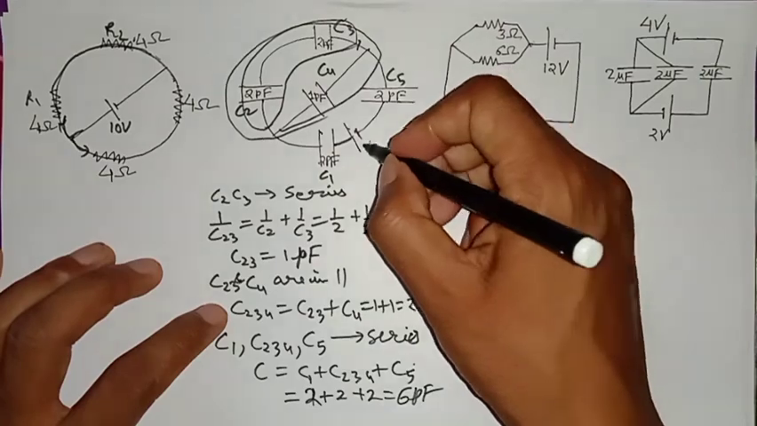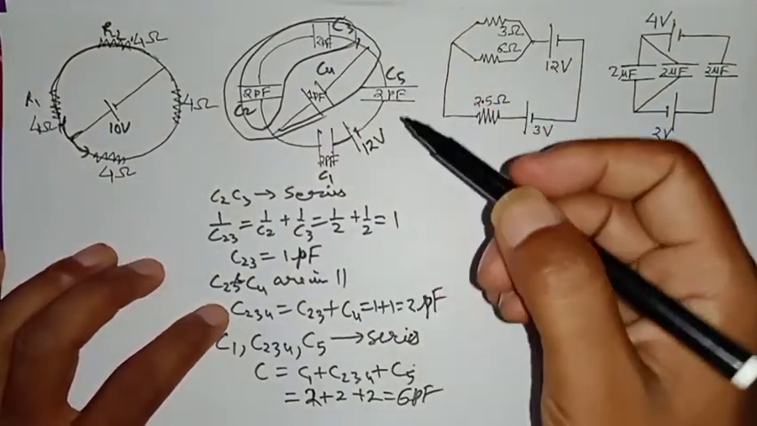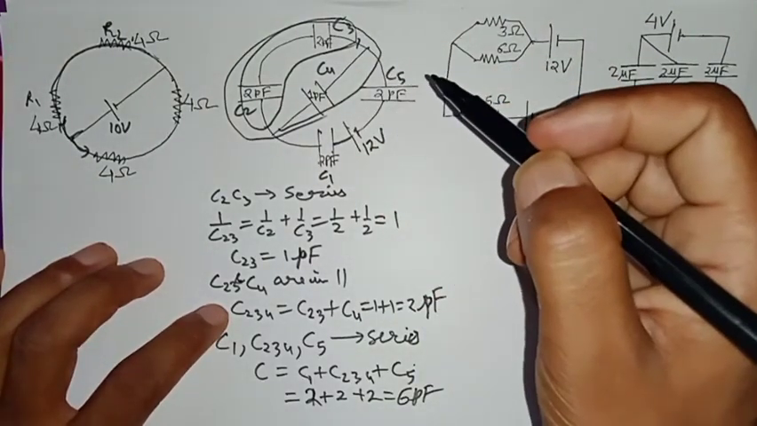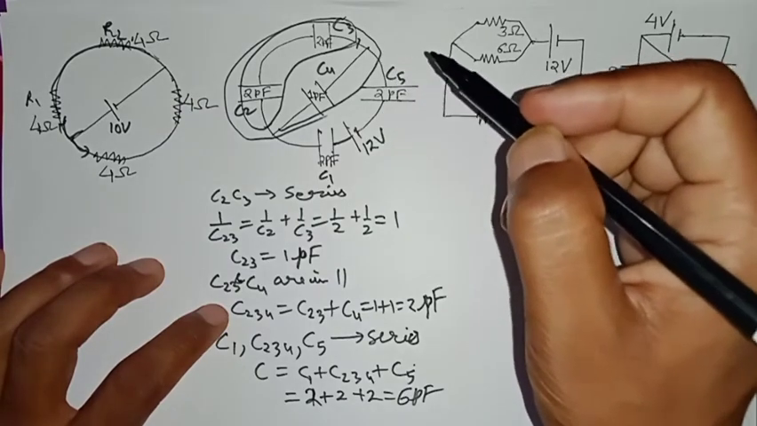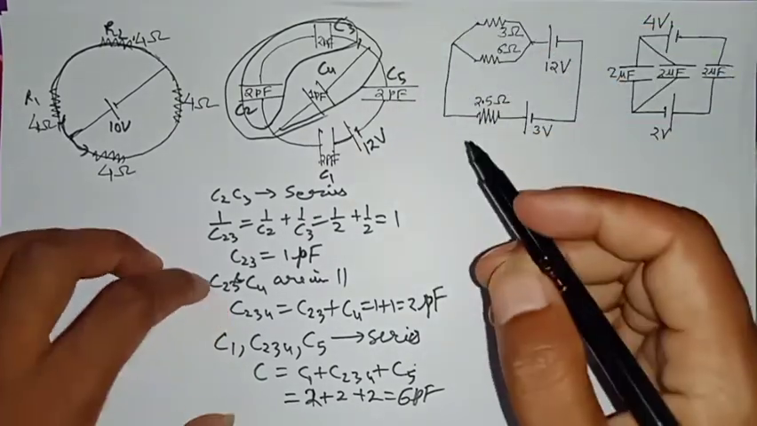If this cell is of 12 volt or battery of 12 volt, you have to find charge stored by each capacitor, which is going to be difficult. You can try it of your own. I'll make a separate video for that.